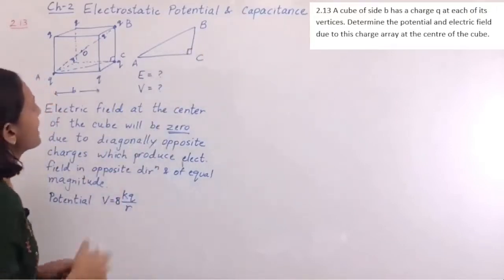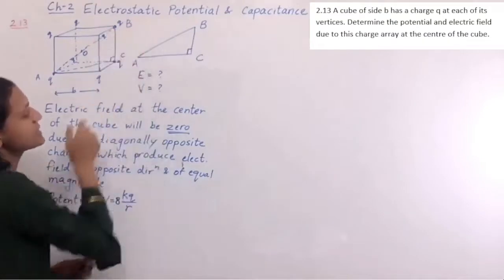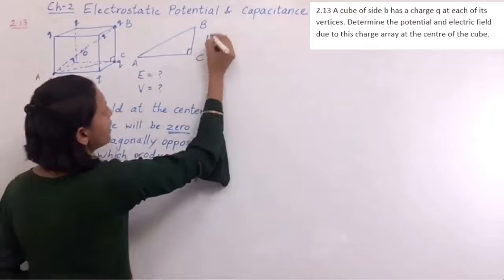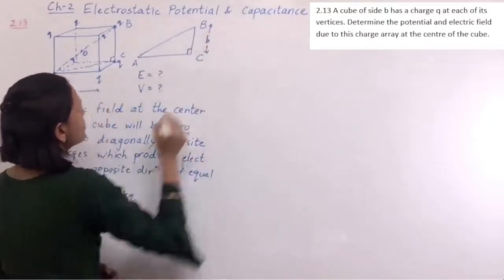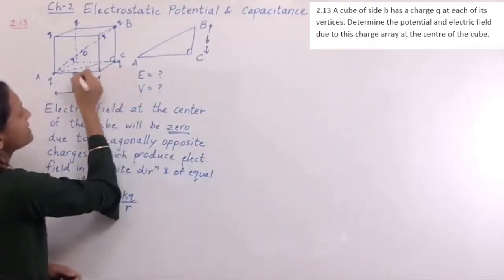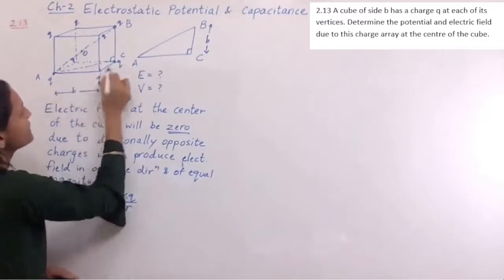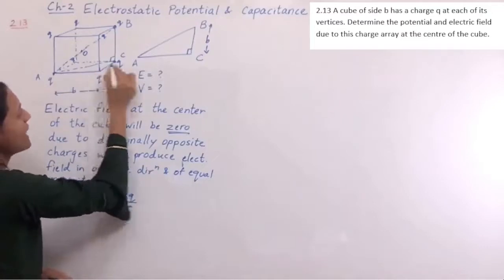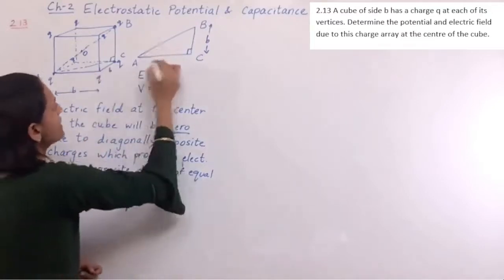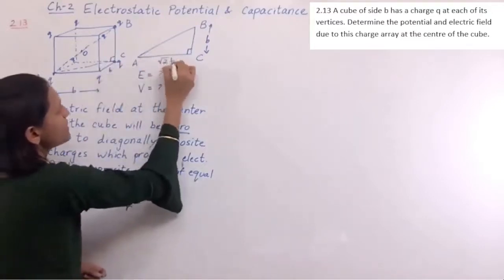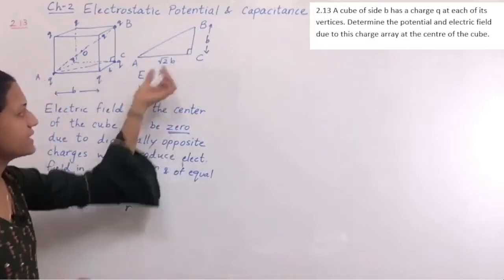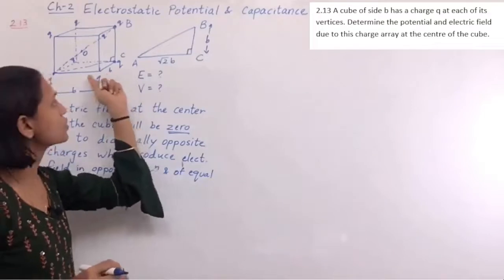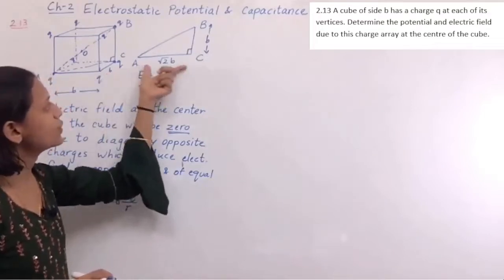Now this BC is the side of the cube, which has been given as small b. So one side we know, and the other side is again the hypotenuse of this triangle. This side is b, this side is b, so the hypotenuse will be root 2 b. So AC will be root 2 b. Hope you understand this: b square plus b square and its root, that means root 2 b.